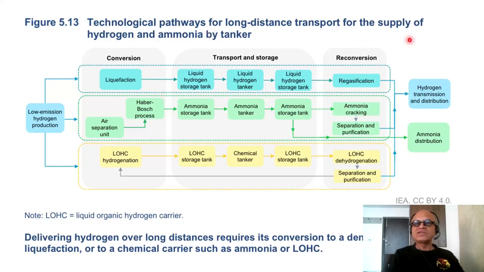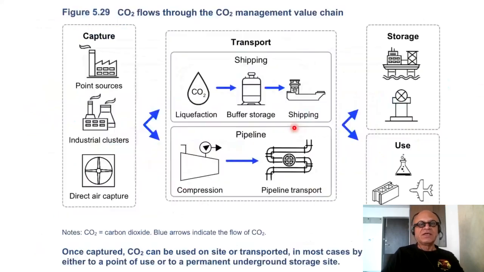Technological pathways for long-distance transport for the supply of hydrogen and ammonia by tankers. I won't go into the details, but delivering hydrogen over long distances requires its conversion to a denser form through liquefaction or to a chemical carrier such as ammonia or LOHC. So conversion, transport and storage, reconversion, and use at the end. Life cycle analysis and so on are needed to make sure that this still remains viable.